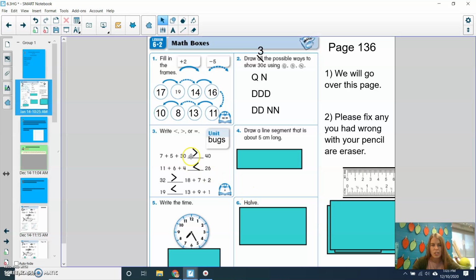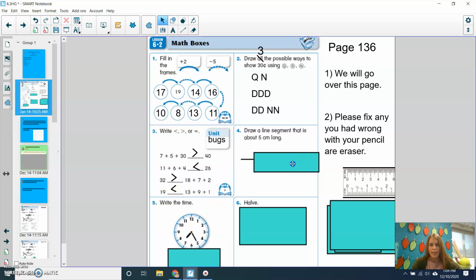For question number 3, write less than, greater than, or equal to. The unit I chose to use today were bugs. So I know that 7 plus 5 equals 12. 12 plus 30 would give me 42, which would be greater than 40. I know that 6 plus 4 is 10. 10 plus 11 is 21, which would be less than 26. I know 18 plus 2 is 20, plus 7 is 27. So 32 would be greater than 27. I know that 9 plus 1 is 10, plus 13 would be 23. So 19 is less than 23.